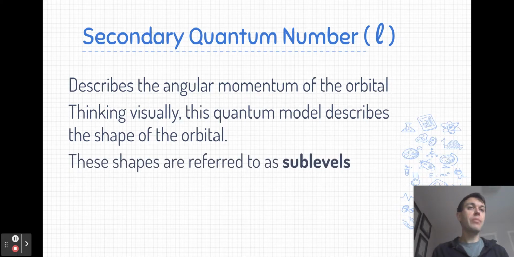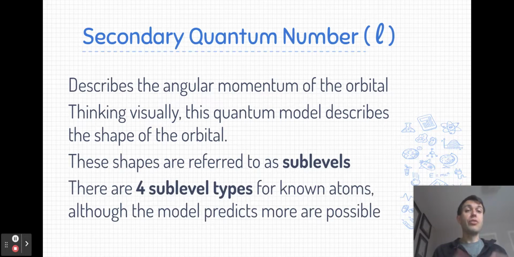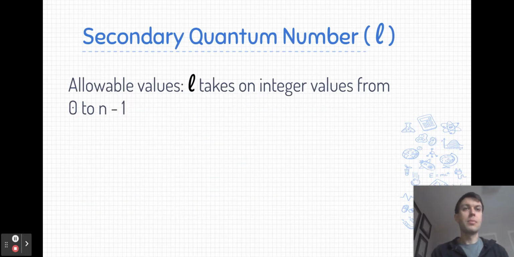In chemistry, we talk about these shapes of different orbitals, or these different possible values for angular momentum, as the different sublevels. For the known elements, there are 4 different sublevel types, so 4 different possible values. However, the quantum model predicts that more are possible. It's just that we don't need them for the elements that are known right now. The secondary quantum number depends on the principal quantum number. So l can take on integer values from 0 to n minus 1.